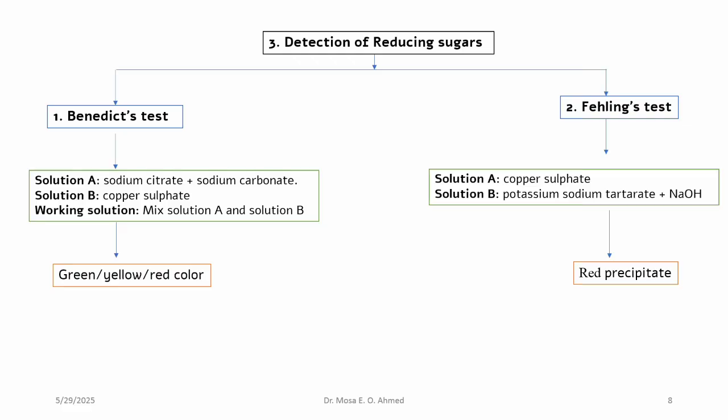The other test is Fehling test, which consists of two solutions. Solution A is copper sulfate, and solution B consists of potassium sodium tartrate beside sodium hydroxide. Fehling test gives a red precipitate with reducing sugars.